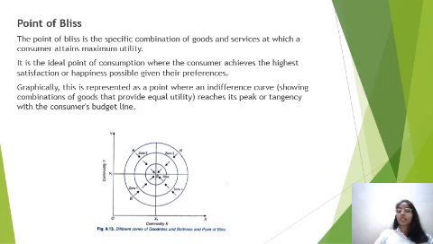So you can see the graph over here. This graph shows the different zones of goodness and badness and the point of bliss.